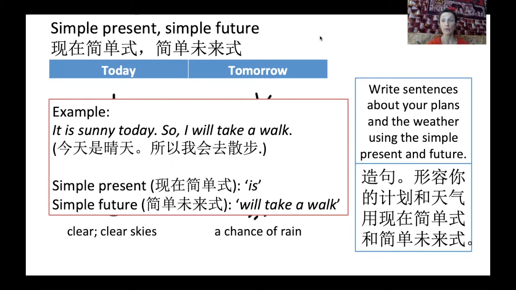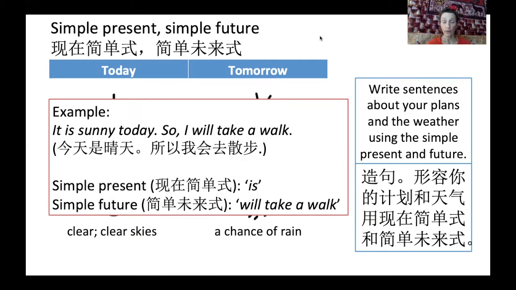Right? And the simple present tense in that sentence, 现在简单是 was the word is. It is sunny today. The simple future in the next sentence is will take a walk. Will take a walk. So 简单未来式 will take a walk. And as you see, that's a 动词短语. So that's a verb phrase, more than one word, right? Will take a walk.